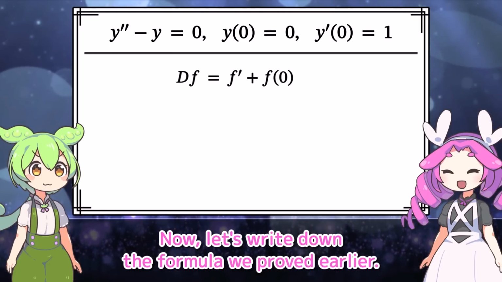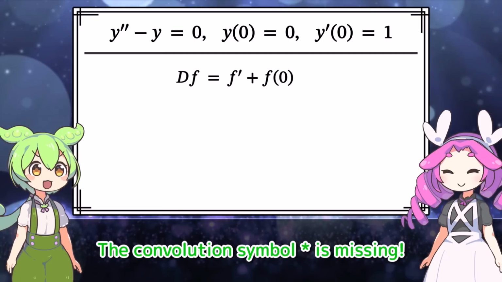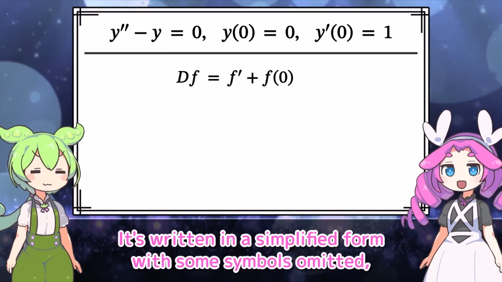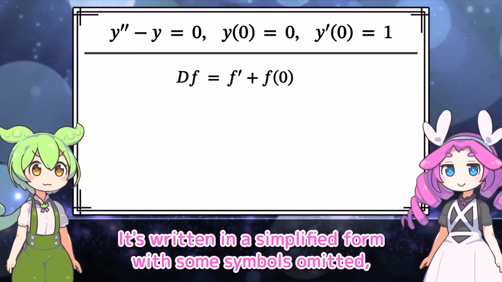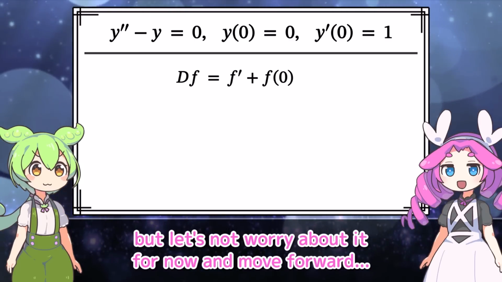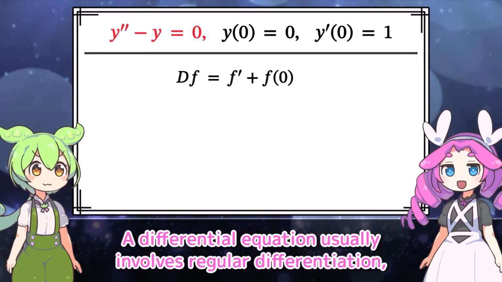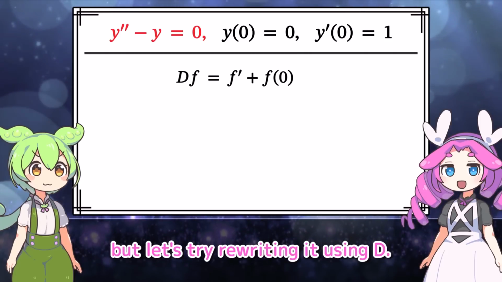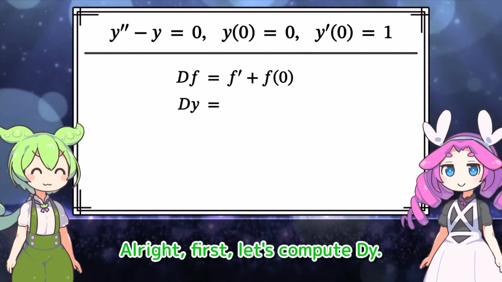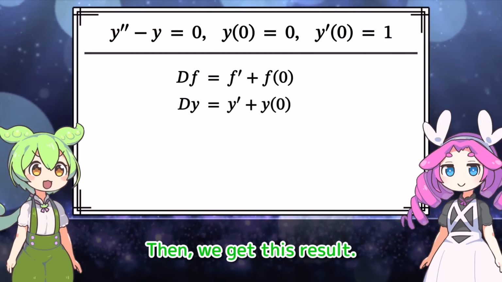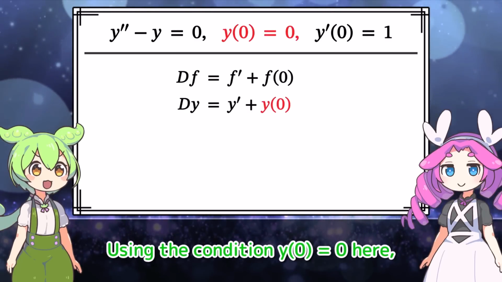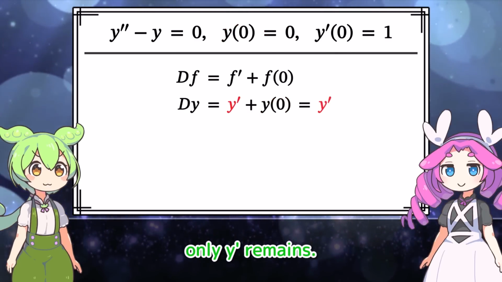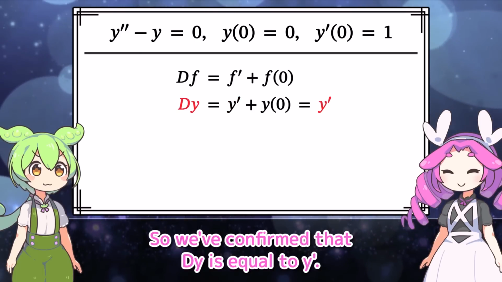Now let's write down the formula we proved earlier. The convolution symbol star is missing, and it seems that delta is also omitted. It's written in a simplified form with some symbols omitted, but let's not worry about it for now and move forward. A differential equation usually involves regular differentiation, but let's try rewriting it using d. I see. Alright, first let's compute dy. Then we get this result. Using the condition y of 0 equals 0 here, only y prime remains. So we've confirmed that dy is equal to y prime?